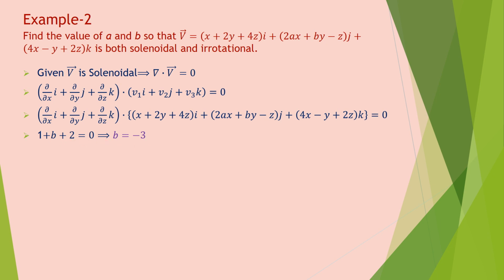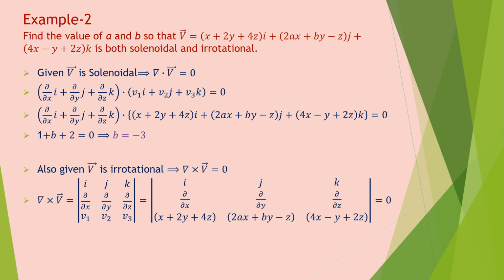So we got the value for b. Now we have to find what a is equal to. By using the solenoidal property, we got the value for b. Now to find the value of a, we will use the property of irrotational. So what is irrotational? Vector v is irrotational whenever del cross v is 0. So use the definition. Del cross v is the determinant with rows i j k, ∂/∂x, ∂/∂y, ∂/∂z, v1, v2, v3.